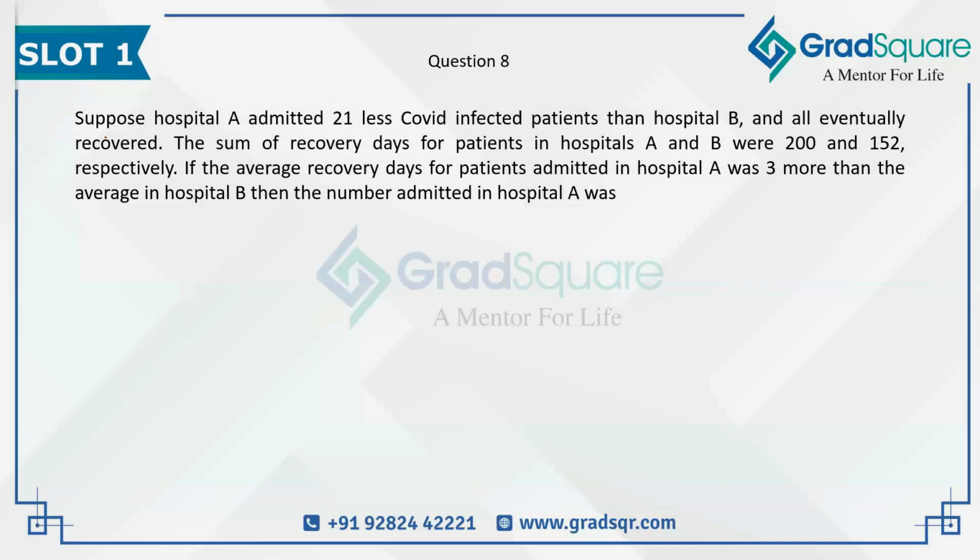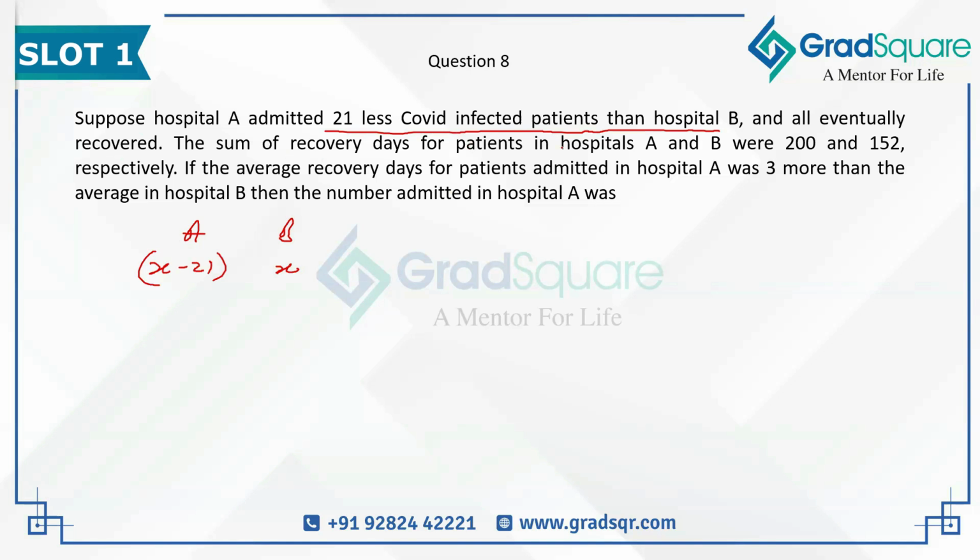Let's have a look at this question. Suppose hospital A admitted 21 fewer COVID infected patients than hospital B. So you are looking at hospital A and hospital B, and hospital A has admitted 21 patients fewer in comparison to hospital B. So hospital B is supposedly having x number of patients, and all are eventually recovered.